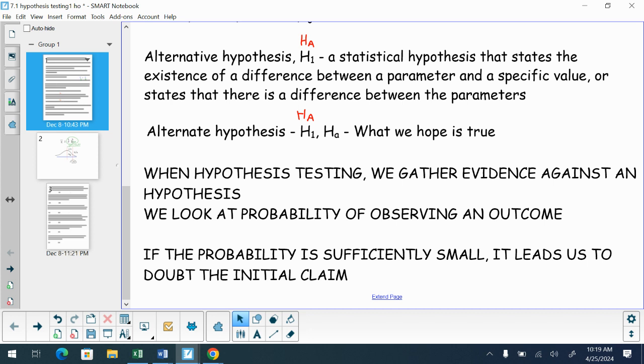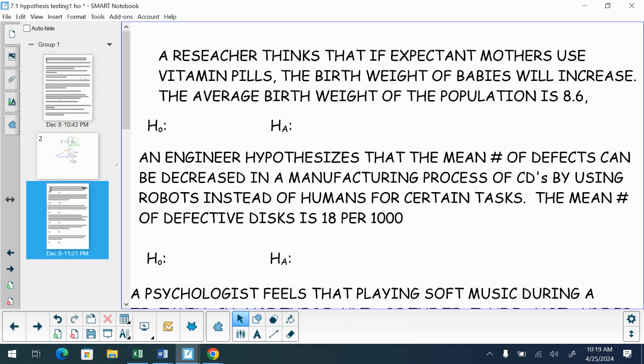Now, our first steps in every one of our problems is going to be stating a null and alternate hypothesis. Okay, we need to state a null hypothesis, we need to state an alternate hypothesis. That's going to be your initial two steps. Before we go into any mathematical analysis, we need to state a null and alternate hypothesis.